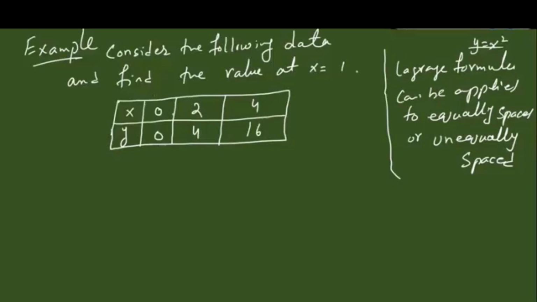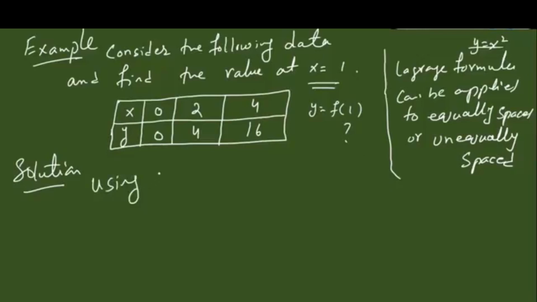So the idea is there is some point x which is missing, which is x equal to 1, and we have to find the value. We have to find y. So basically, if this data is represented by a certain function, let's assume we don't know that function, we want to find f(1), which is not known to us, using Lagrange. So let's solve it using Lagrange. You have to explain your method. Using the Lagrange interpolation formula.